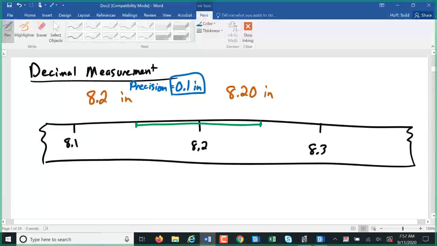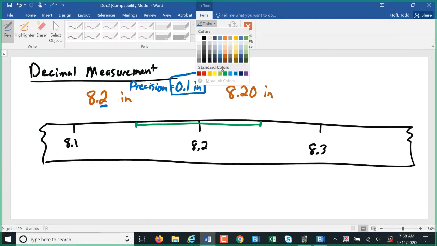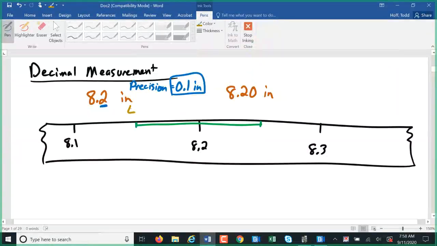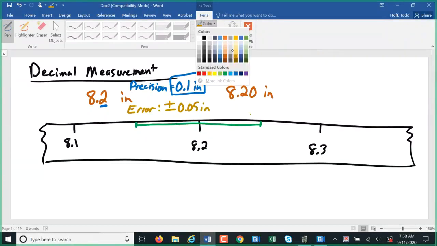The degree of precision is the place value of the smallest digit, the last digit. Well, the last digit here is the 2 that is in the tenths place, the 0.1 place. That's your degree of precision. So that means the potential error here is plus or minus half of that, 0.05 inches, which is what that green line is showing. This is 0.05 to the left, 0.05 to the right. So that's giving us a range.